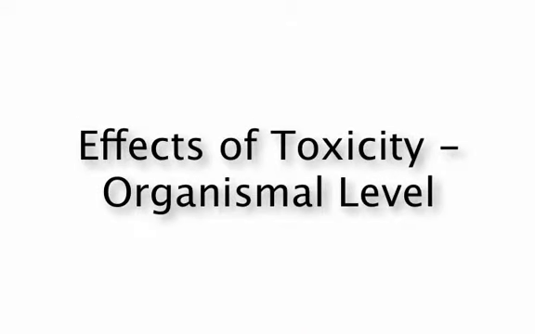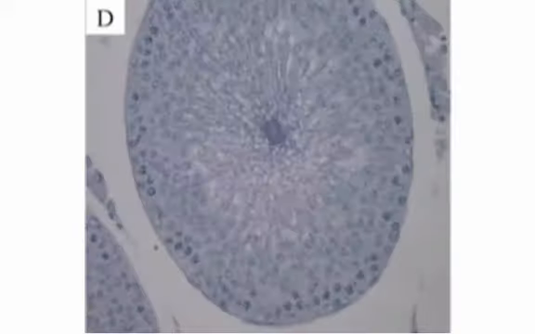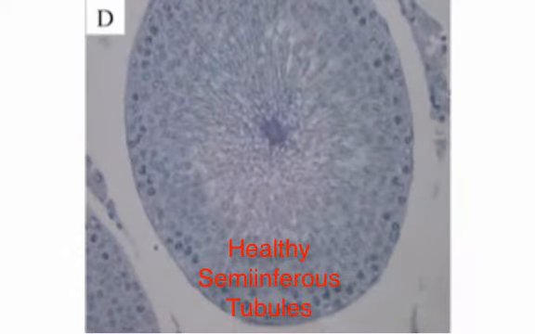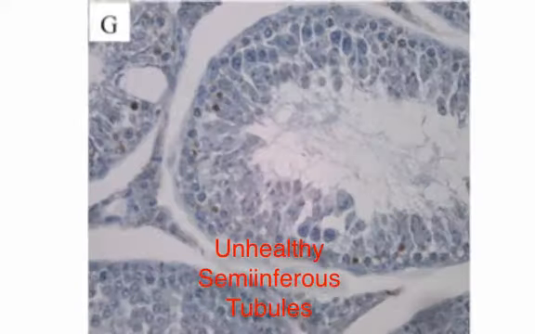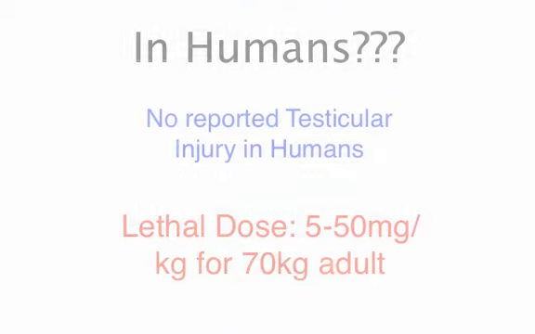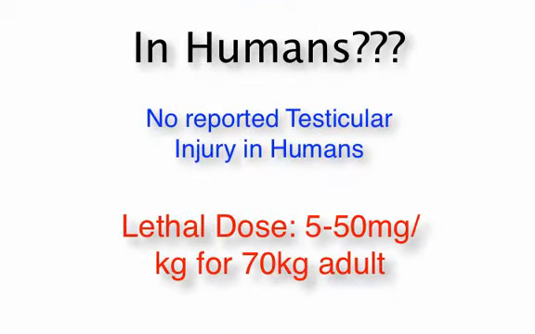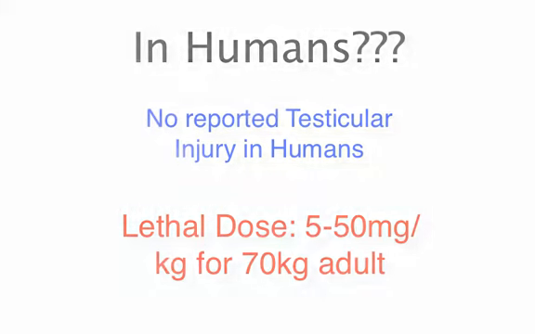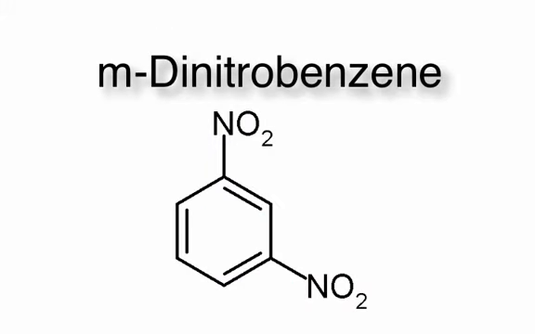In regards to effects at the organismal level, in rats, numerous studies show that dinitrobenzene will cause severe dysfunction and injury, harming the reproductive ability of the animal. In many cases, if given a high enough dose, the rats needed to be euthanized, implying severe bodily damage. A case study of 6 workers who inhaled dinitrobenzene reported cyanosis, palpitations, and an increased heart rate, but no testicular damage. The estimated LD in humans is between 5 and 50 milligrams per kilogram for a 70 kilogram adult. Dinitrobenzene's ability to induce apoptosis and minimize cell growth may be useful in developing chemotherapeutics.